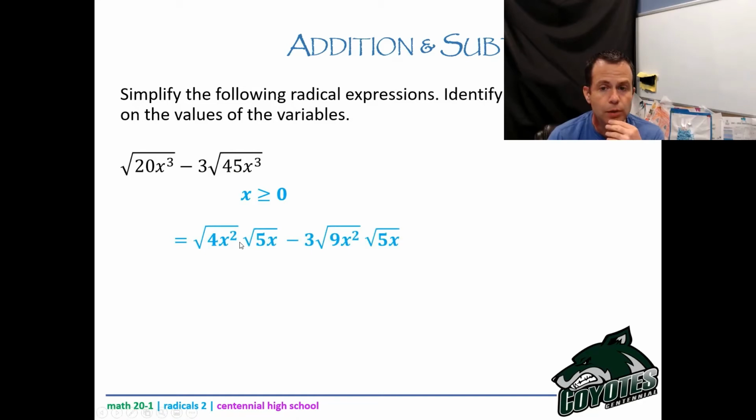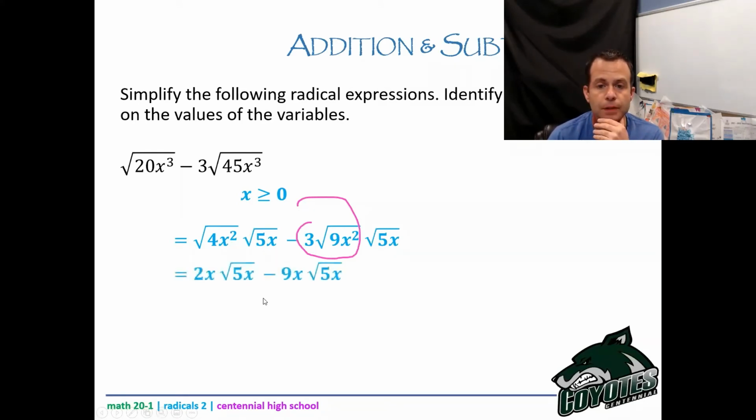So now, I write what I know. I know that the root of 4x squared would be 2x. So this will be 2x root 5x. And then here, I know the root of 9x squared is 3x. And then I'm going to multiply that by the negative 3 here. So this will be minus 9 altogether. So when I multiply these together, I'll have minus 9x root 5x.